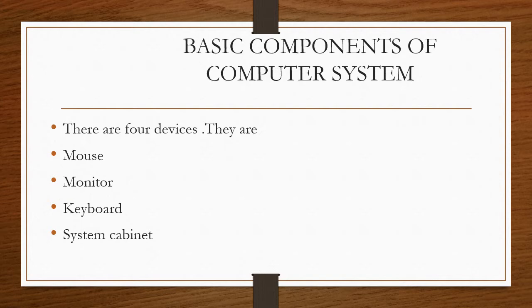The first one, basic components of computer system. Now we will get down to studying the computer system. A computer system basically comprises of systems. These systems act in unison to make the computer work and do its tricks. In a typical computer, there are 4 important devices. Guess what? Yes, those are mouse, monitor, keyboard, and system cabinet.